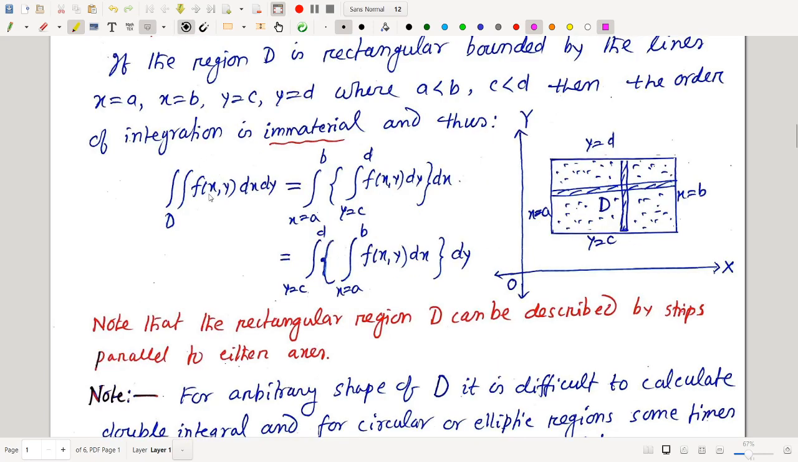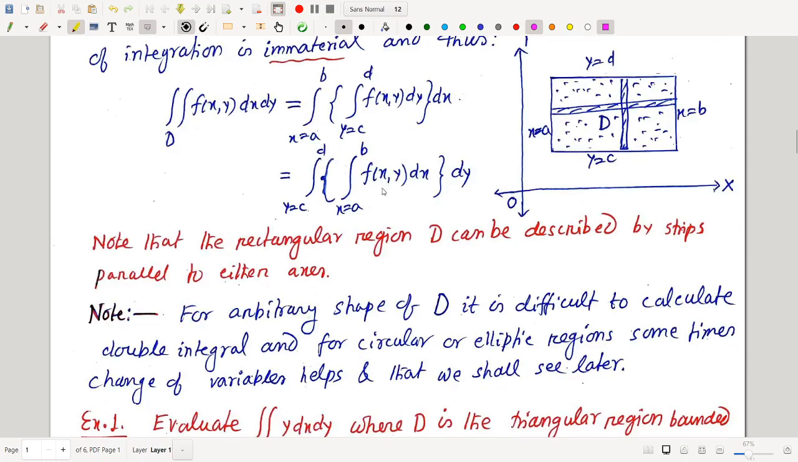Thus the double integral of f of xy over the region D is equal to, here we have integrated with respect to y first, y equal to c to y equal to d, f of xy dy, and then integrated with respect to x, x equal to a to x equal to b. And here we have integrated with respect to x first, x equal to a to x equal to b, f of xy dx, and then with respect to y, y equal to c to y equal to d. Same answer we shall get.